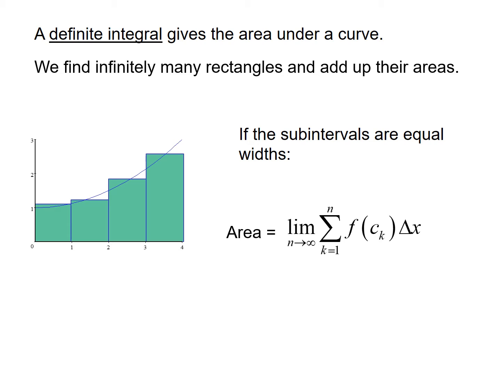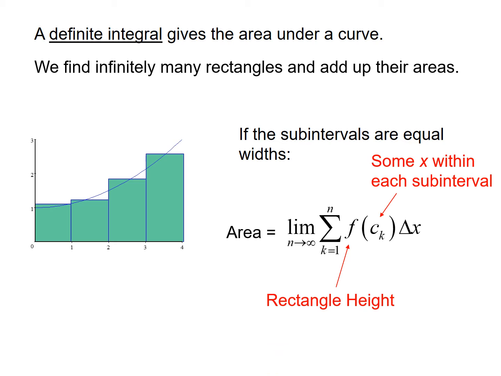Well, f of x gives us the height of the rectangle, and delta x gives us the width of the rectangle. So with that f of c sub k times delta x, we're saying find the height of the rectangle for some value of x within the kth subinterval, multiply it by the width, and let's add them all up as we have infinitely many of them. So that f gives us the rectangle height, delta x gives us the rectangle width, and we're adding them all up.